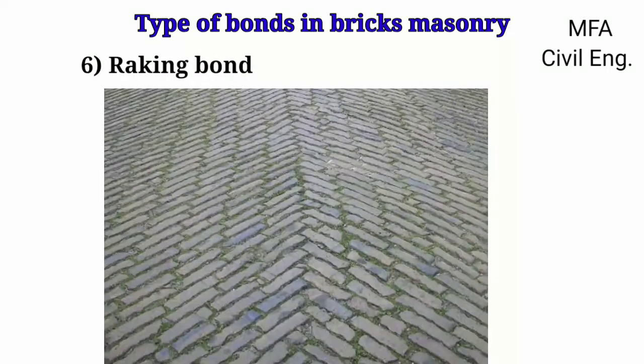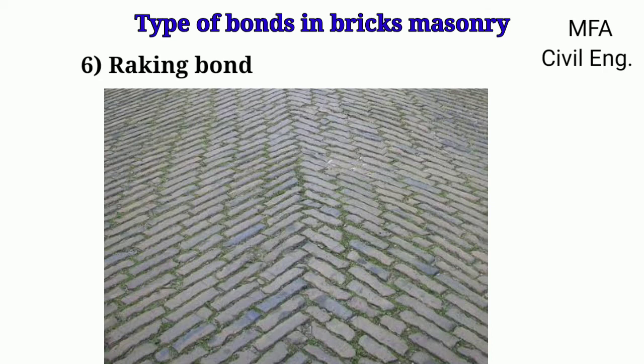The bond in which the bricks are laid at an inclination to the direction of the wall is termed the racking bond. Racking means inclination. This type of bond is used in a thick wall. The longitudinal stability of a wall is more in the case of a racking bond, and therefore if such a bond is provided in a thick wall of English bond, the longitudinal stability of the English bond is increased.